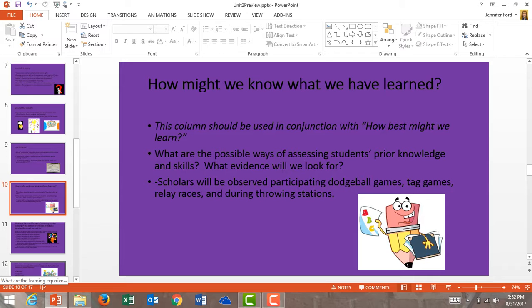How might we know what we have learned? This is the column that should be used in conjunction with how best might we learn. So we're looking at the possible ways of assessing students' prior knowledge and skills. What evidence are we looking for? Well, as we're doing all of this and having the games and all the fun things that we plan, we should be observing them participating: the dodgeball games, the tag games, the relay races, throwing stations, anything you have them do to practice these skills. Observe how they are doing. Are they following the rules? How many times are you having to stop to talk about the rules?